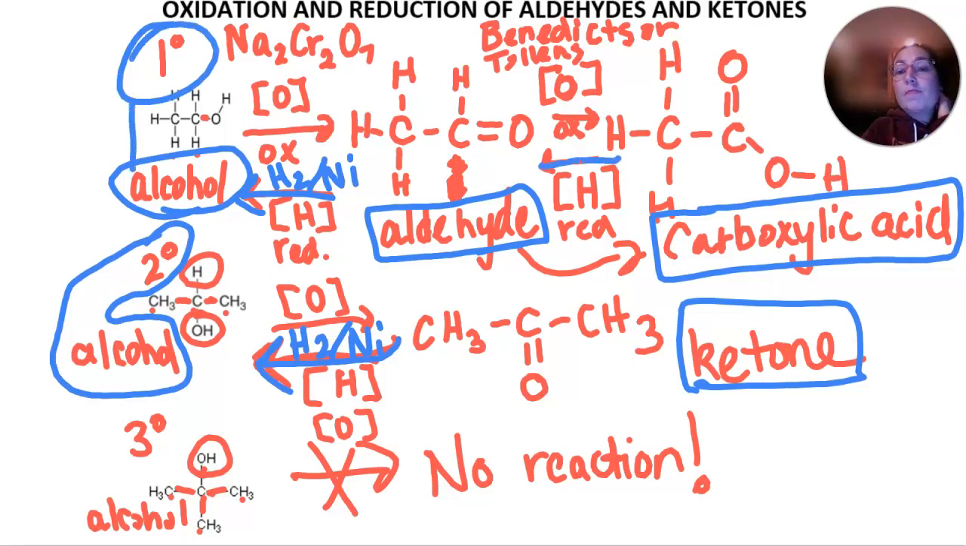So again, that hydrogen and that nickel or that metal catalyst that we have used to hydrogenate an alkene can actually be used to reduce carboxylic acids or aldehydes to primary alcohols and can be used to reduce a ketone to a secondary alcohol.